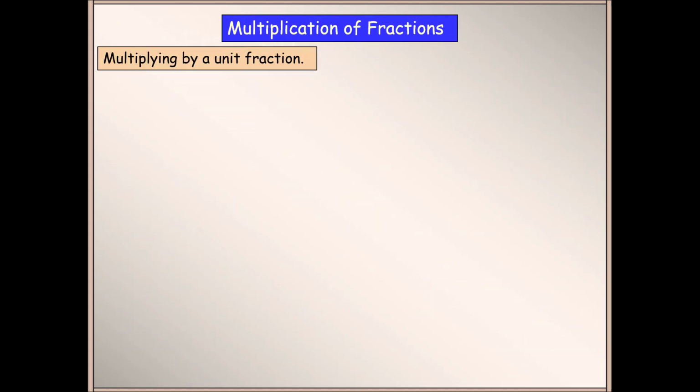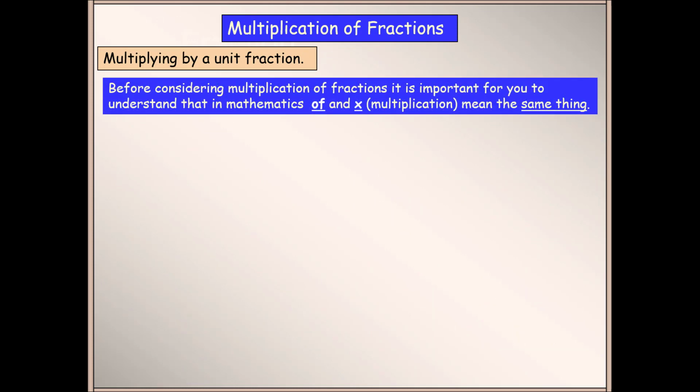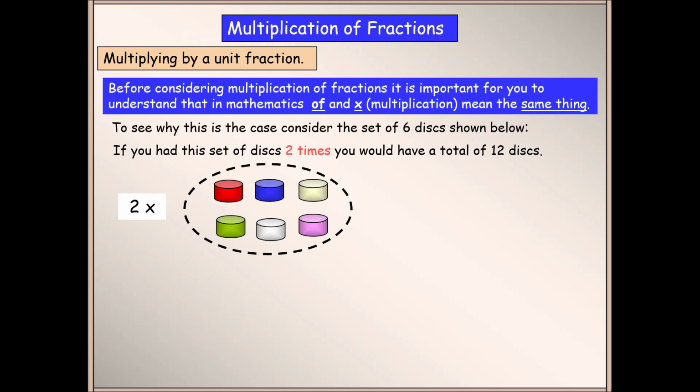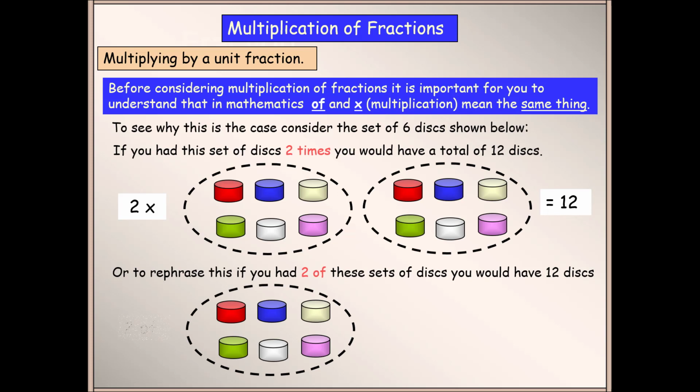Beautiful. How do we multiply by a unit fraction? Before considering multiplication of fractions, it is important for you to understand that in mathematics, of and multiplication mean the same thing. To see why this is the case, consider the set of 6 discs shown below. So there are 6 discs. If you have this set of discs 2 times, you would have a total of 12. Or to rephrase, if you had 2 of these sets of discs, you have 12 discs.